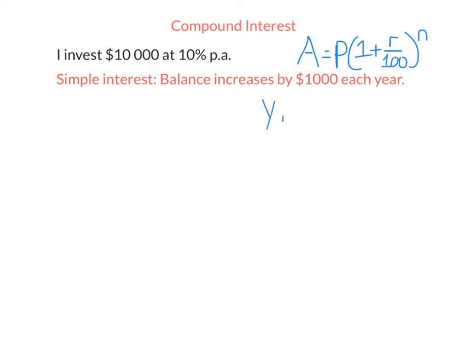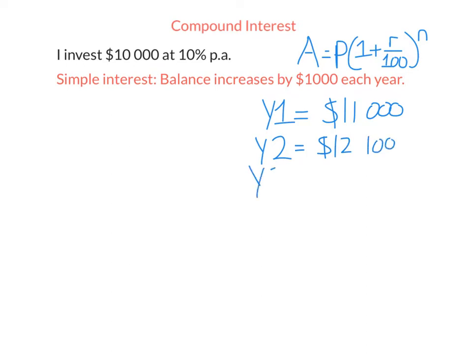At the end of year 1, I'm going to have 11,000. But then at the end of year 2, I don't increase by 10% of 10,000. I increase by 10% of 11,000. So it'll actually go up by 1,100. And then year 3, it's going to go up by 10% of this, which is $1,210. So it'll be worth this. And so on. It's increasing at an increasing rate.